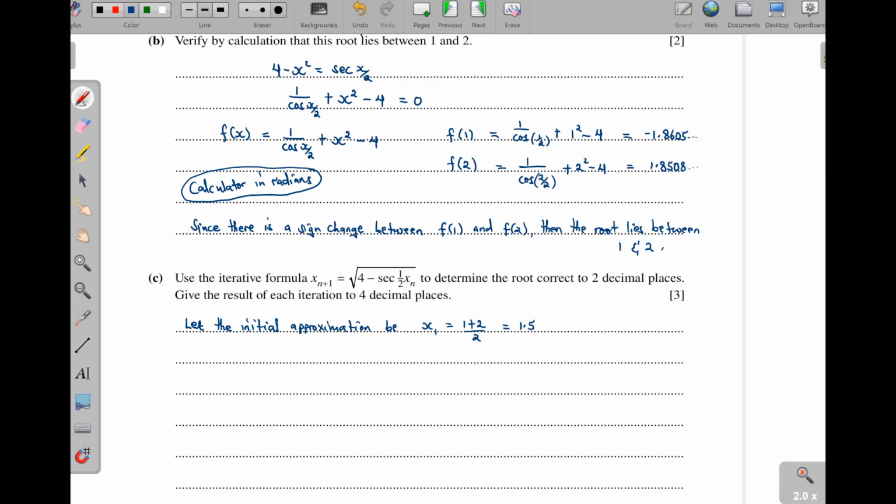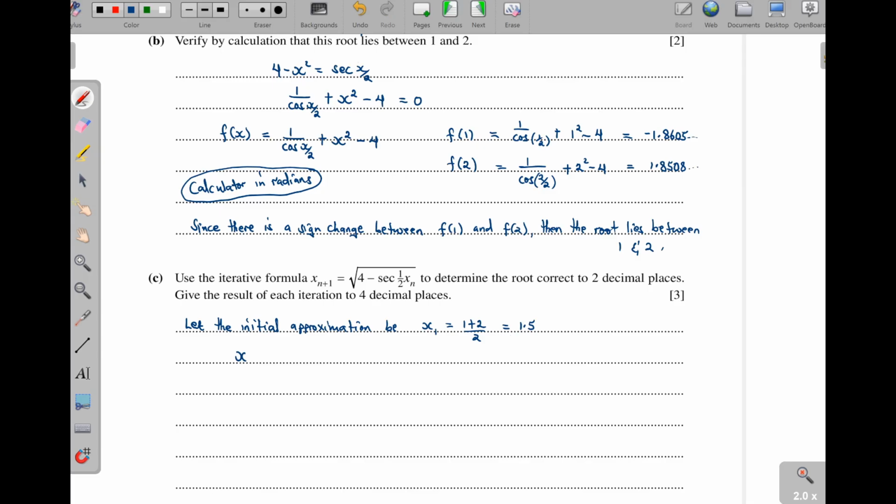Okay, but you can still begin with a 1. You can take your initial approximation as a 1. You can also begin from 2, no problem. No one is going to cross you. But using the average helps you to get to the answer very fast.